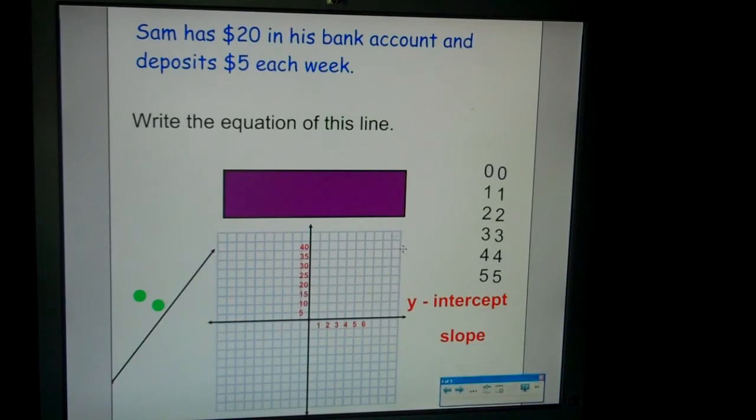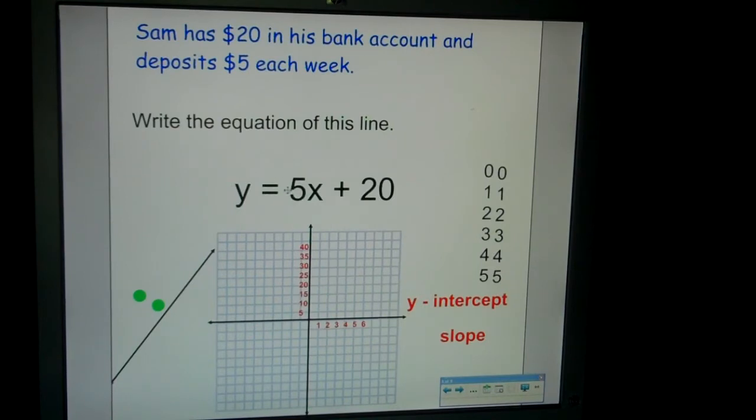All right, here we go. So, Sam has $20 in his bank account and deposits $5 each week. Given a scenario like this, you can very easily write the equation. So why don't you go ahead and do that? Just write the equation real quick. Okay? And here it is. Y equals 5x plus 20. That was not that difficult.